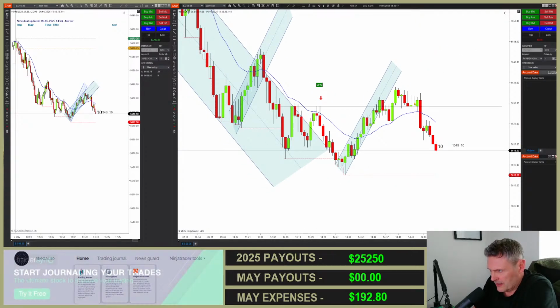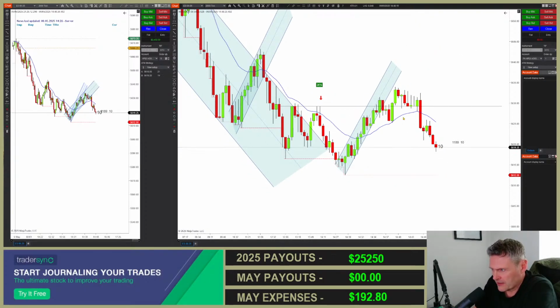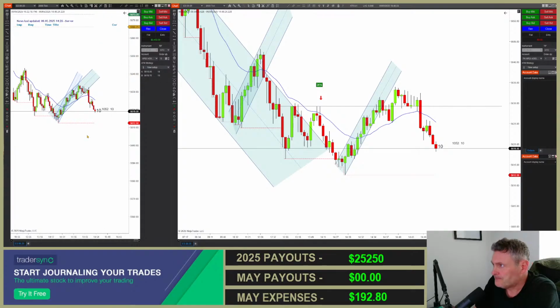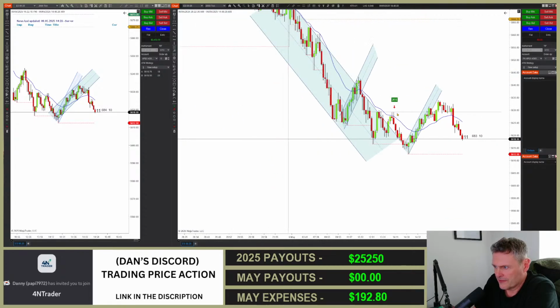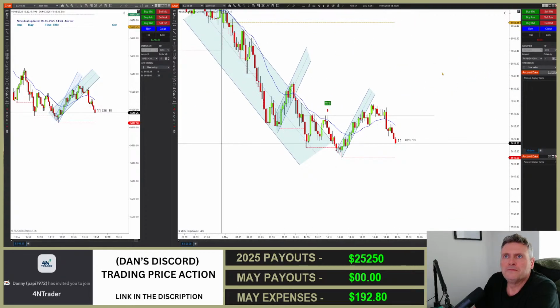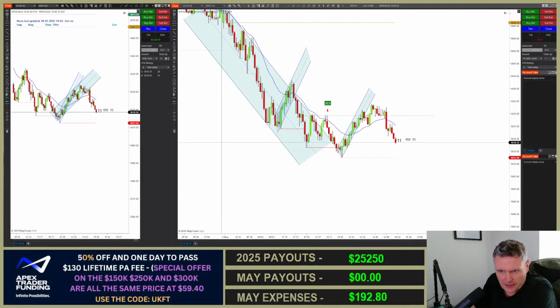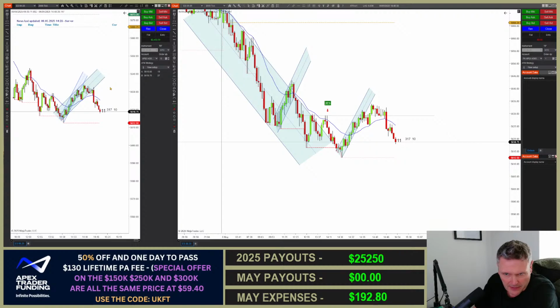It's a big lower high there. This looks like it's coming down, but let's have a look. Shot down so quick, that did. It took out, I think it took a little bit more than I was expecting, but oh well.